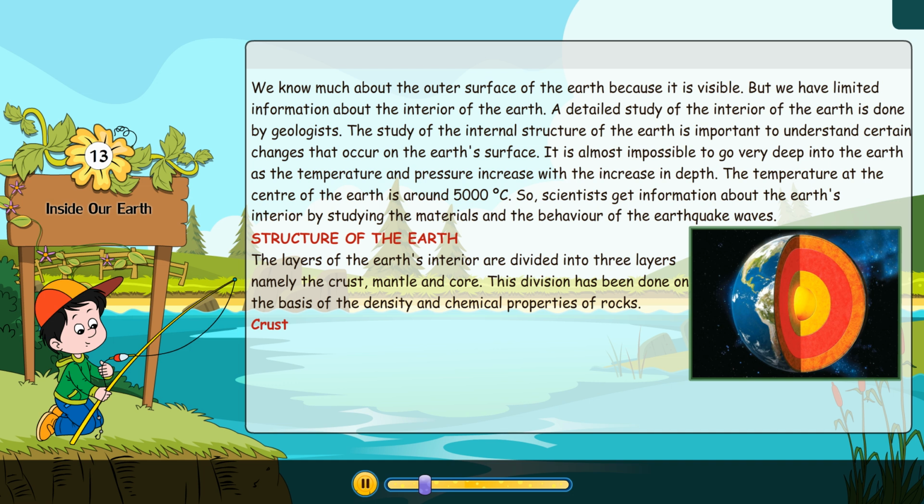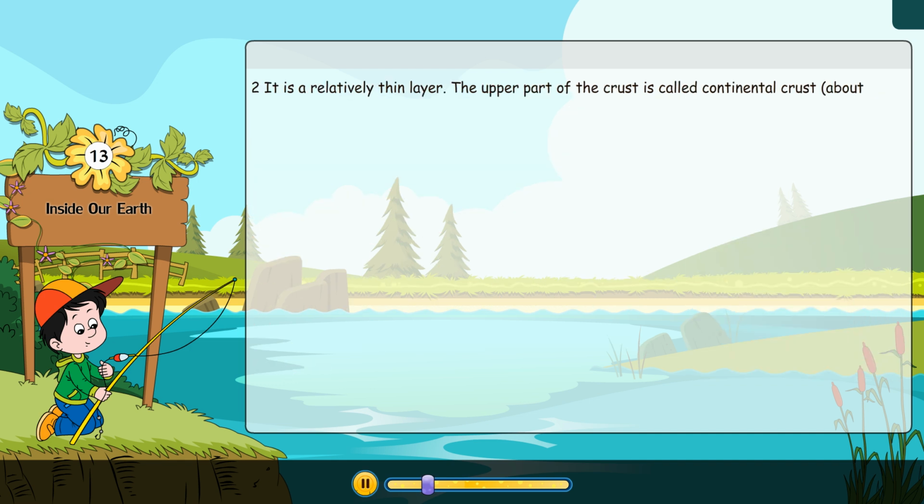Crust. The crust is the solid outermost layer. It is called the lithosphere. It is a relatively thin layer. The upper part of the crust is called continental crust, about 35 kilometers thick. The lower part is called oceanic crust, about 5 kilometers thick.